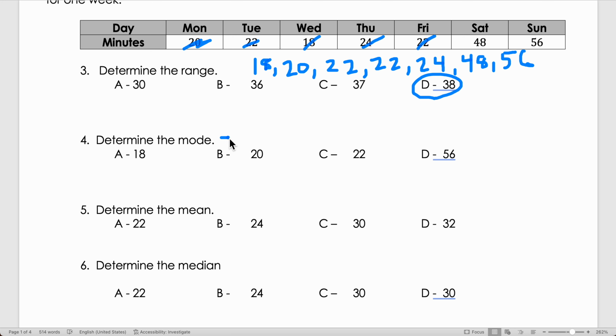Mode. We say mode equals most common. Mode is the most common number. It's the one you see the most. It's the most popular. There can be more than one mode, or there might be no mode. In this situation, there's only one mode. It's going to be 22 because it's the most common number.